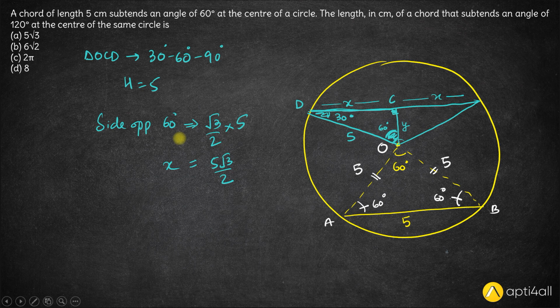Now since x is 5 root 3 by 2, we need to calculate this whole length, which is twice x. So 2x will come out to be 5 root 3. Hence the length of a chord which makes an angle of 120 degrees is this whole length, 5 root 3, option A.